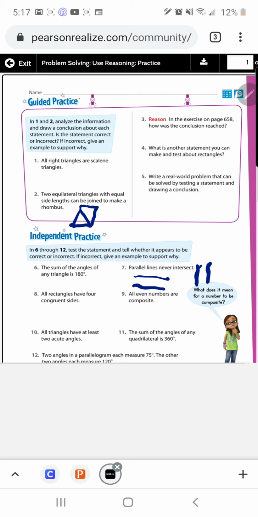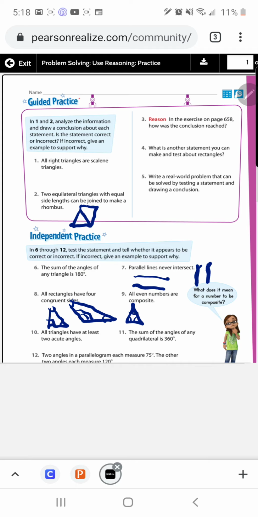Number 10, all triangles have at least 2 acute angles. That is correct. Remember, we can classify triangles based on the angle sizes. If you have a right triangle, you have the right angle plus 2 acute angles. Let me go ahead and draw that on the side. You see, there's the right angle and 2 acute angles. Or you can have an obtuse triangle where you have an obtuse angle and 2 acute. Or you can have an equilateral triangle in which all the angles are acute.